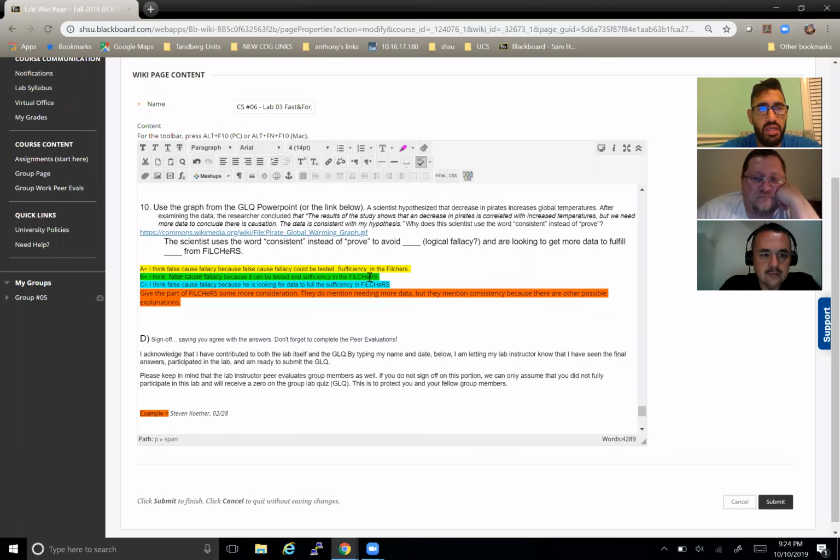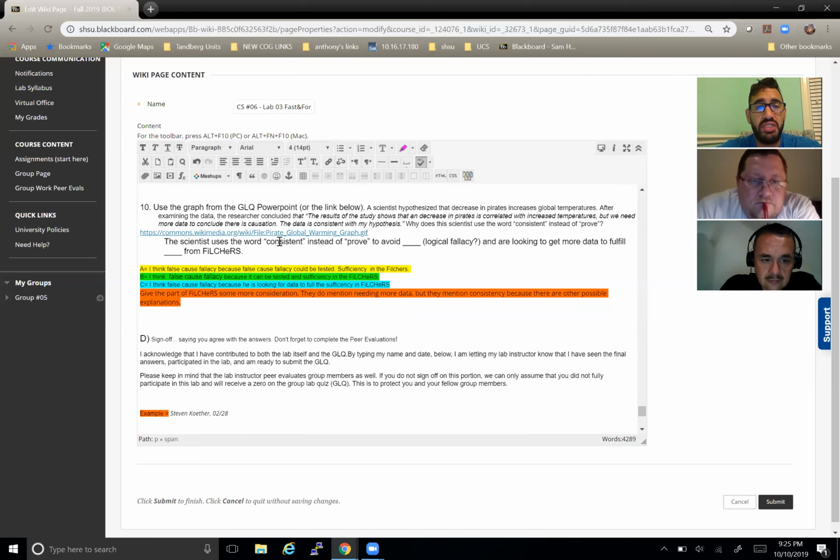And number 10, we got to use the graph from the PowerPoint or the link below. The scientists hypothesized that a decrease in pirates increased global temperatures. After examining the data, the researcher concluded that the results of the study show that a decrease in pirates is correlated with increased temperatures. But we need more data to conclude there is causation. The data is consistent with my hypothesis. Why does the scientist use the word consistent instead of prove?